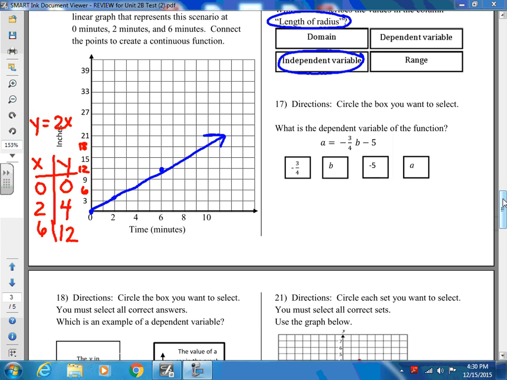For number 17, we want to identify the dependent variable of the function. Remember, dependent is what depends on all the math to happen, and in an equation, the dependent variable is always the guy by himself. So in this case, it's the letter A.